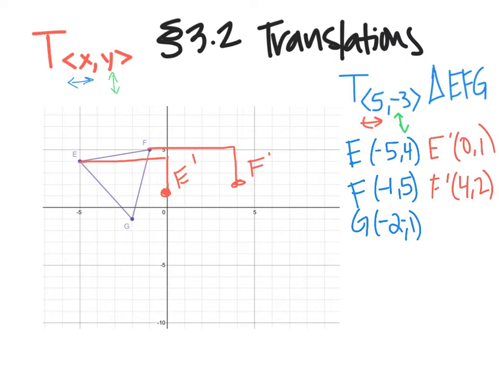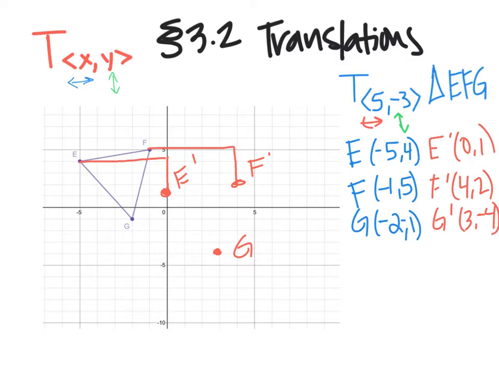Now G prime, I'm going to do the same thing. I'm not going to draw the line this time because we really don't need that. I'm just doing it since I'm teaching. So we're going to go 5 units to the right. 1, 2, 3, 4, 5, and 3 units down. 1, 2, 3. And that is going to land us at 3, -4. So G prime is 3, -4.